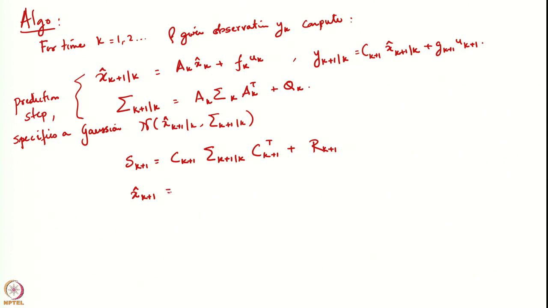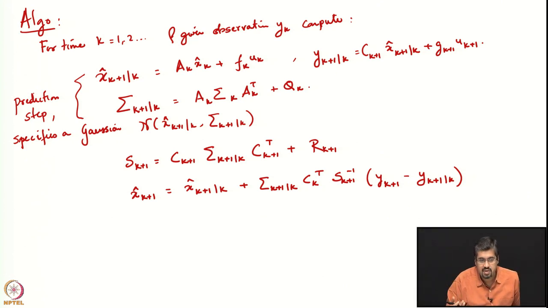So we have x hat k plus 1 equal to the predicted x hat k plus 1, plus sigma k plus 1 given k c k transpose s k plus 1 inverse times, and here is where the measurement update comes up, this is your new measurement minus what we had as the prediction of the new measurement. Now this gives us the mean at the next time step, the mean of the distribution pi k plus 1.